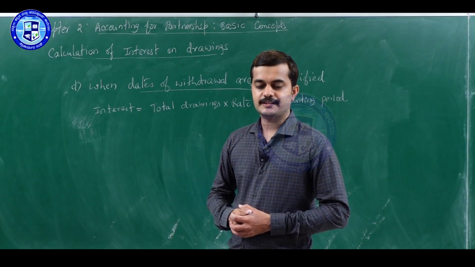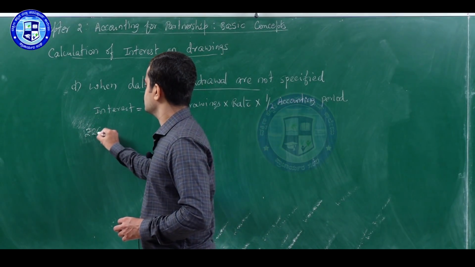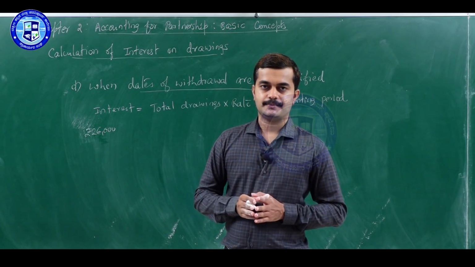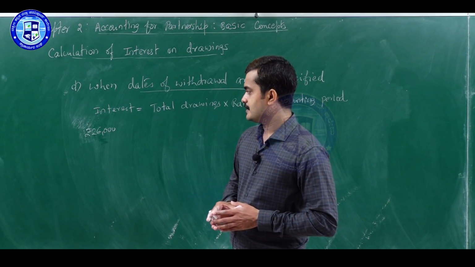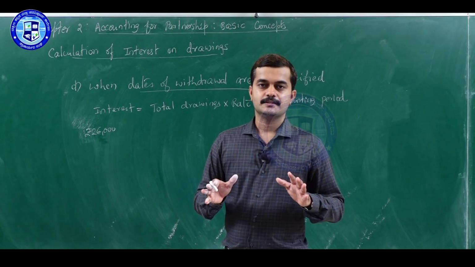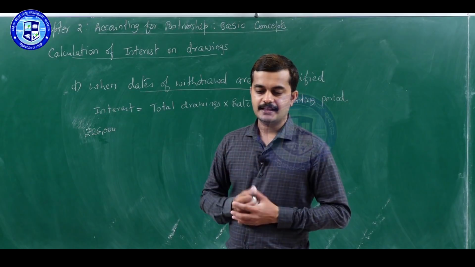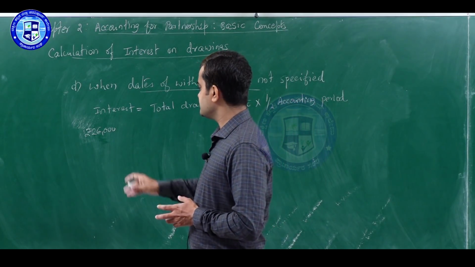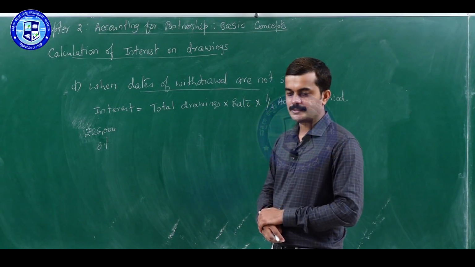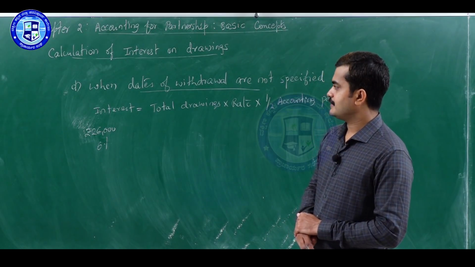So, suppose Govind had withdrawn rupees 26,000 evenly throughout the year 2015-16. Evenly throughout the year 2015-16 means dates are not given, but he has withdrawn on an evenly basis at 6% per annum. Rate of interest is given, that is 6% per annum. So, what is the interest on drawings here?